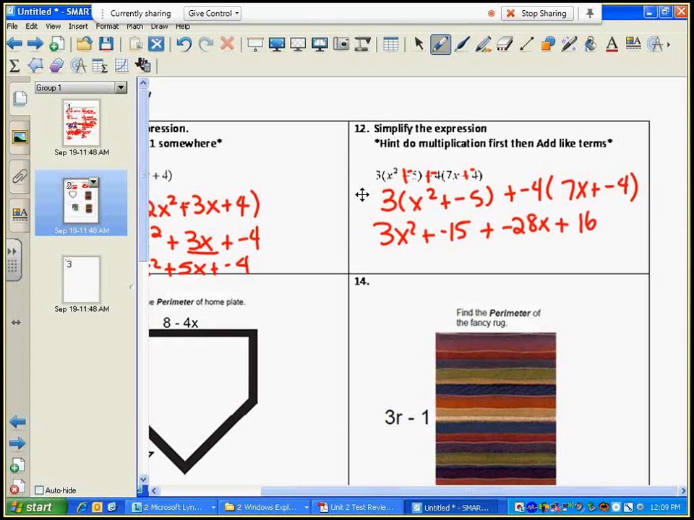What can I combine? I have one x squared term. I have one x term. I have negative 15 plus 16 is 1.